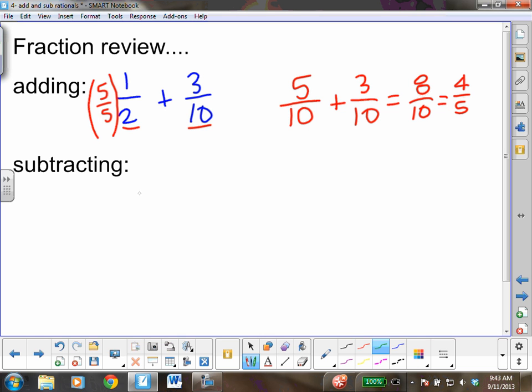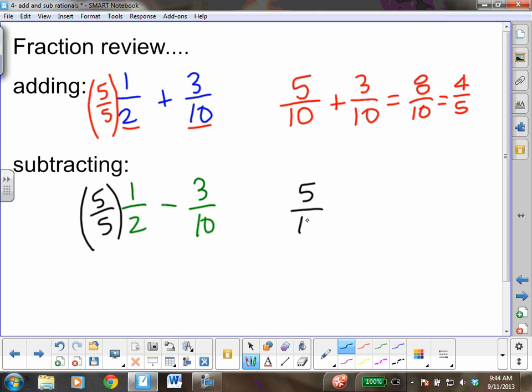The same concept holds true for subtracting. If I have 1/2 minus 3/10, again, I have to have a common denominator. The denominator is still 10, which means that I need to multiply this fraction by 5/5 to change it to 5/10. 5/10 minus 3/10, we simply subtract the numerators to get 2/10.